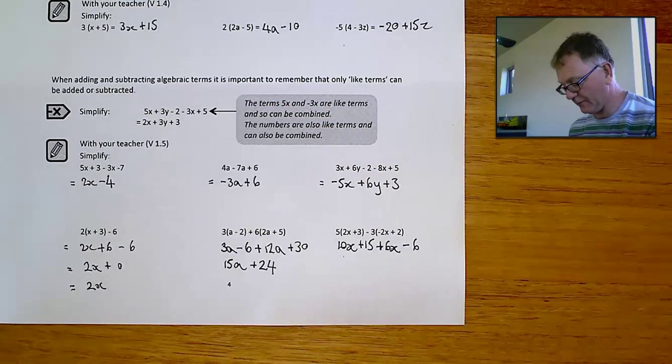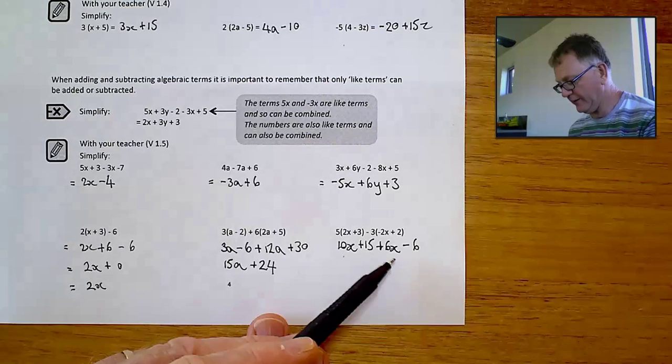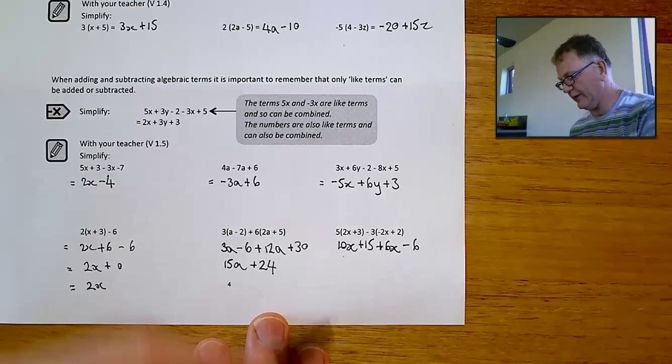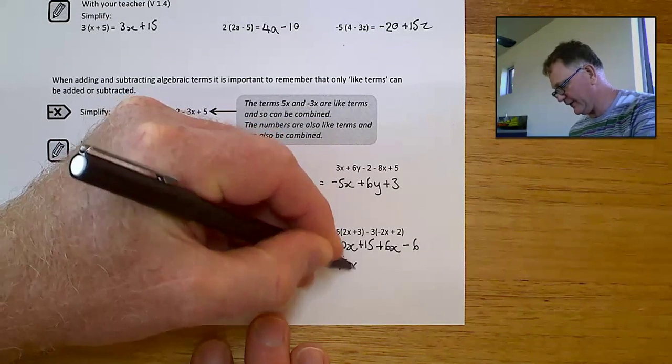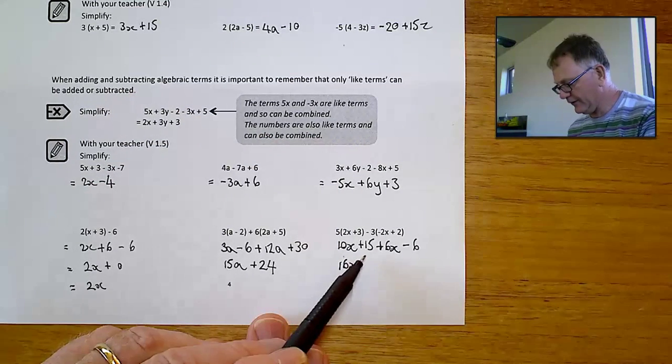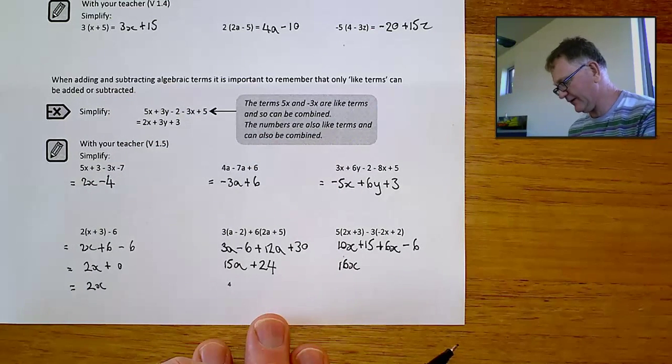Now we can collect up like terms. Group together the x bits. 10x plus 6 more x will give me 16x. And 15 take away 6 gives me 9.